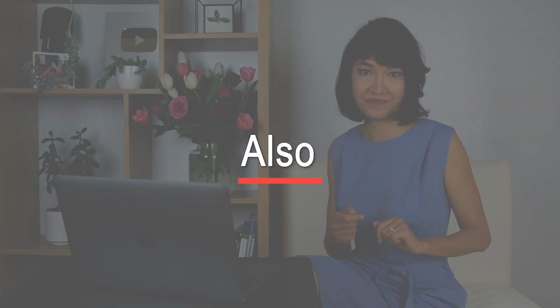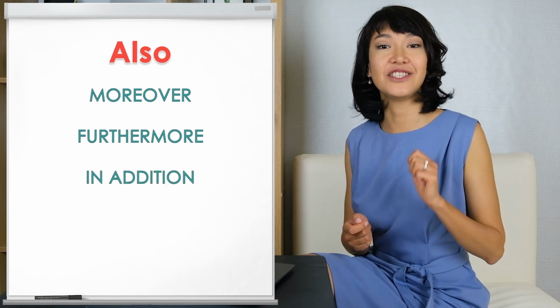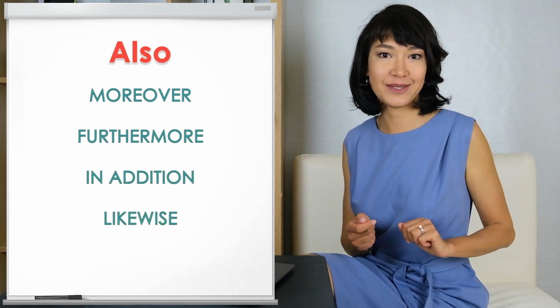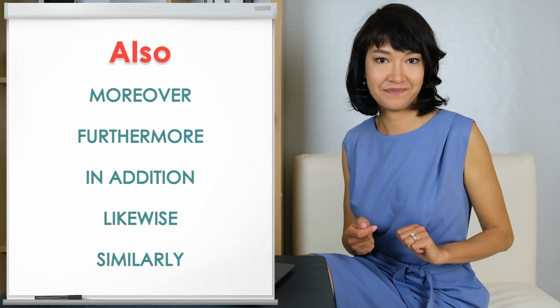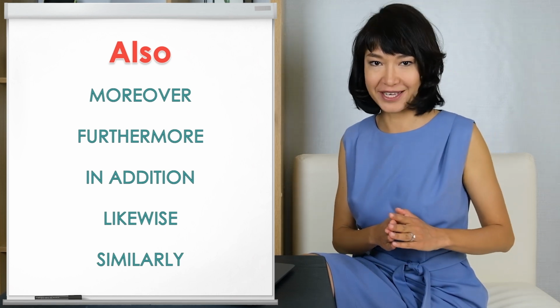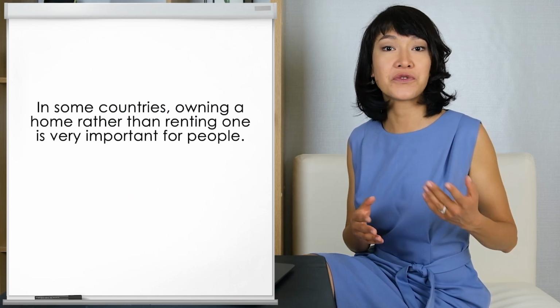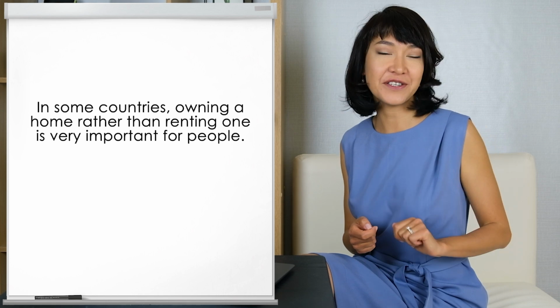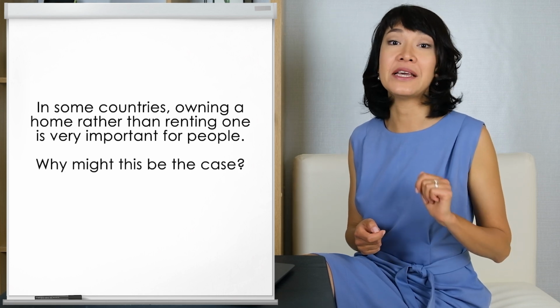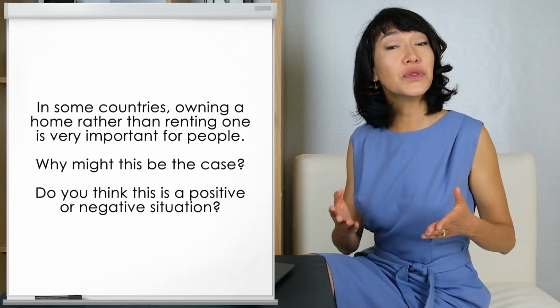The simple way to do this is using also. But let's add some alternatives. Moreover, furthermore, in addition, likewise, and similarly. This time, I'm going to use a different task 2 essay topic. Here it is. In some countries, owning a home rather than renting one is very important for people. Why might this be the case? Do you think this is a positive or negative situation?